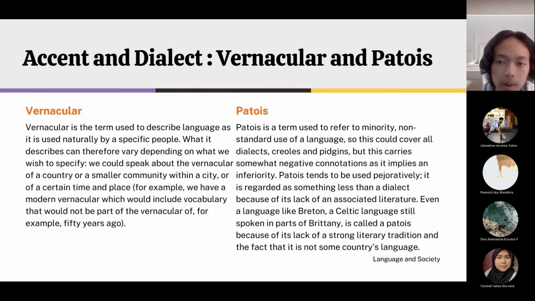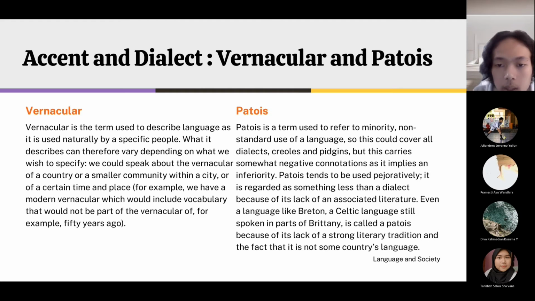Accent and dialect, vernacular and patois. Vernacular is the term used to describe language as it is used naturally by a specific people. What it describes can therefore vary depending on what we wish to specify. We could speak about the vernacular of a country, or of a smaller community within a city, or of a certain time and place. For example, we have a modern vernacular which would include vocabulary that would not be part of the vernacular of, for example, 50 years ago.